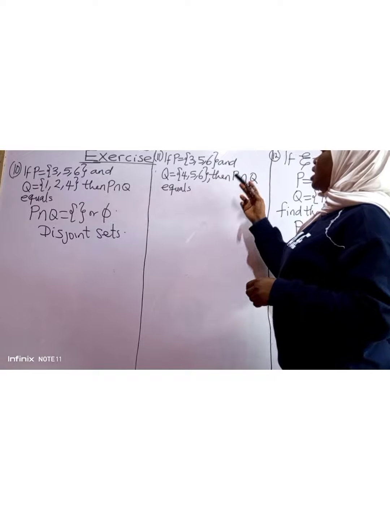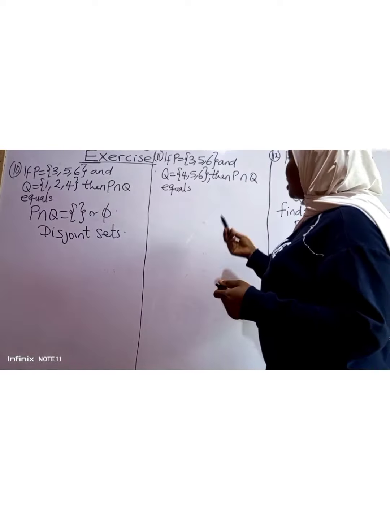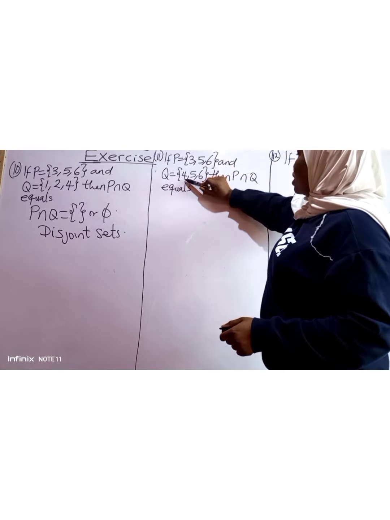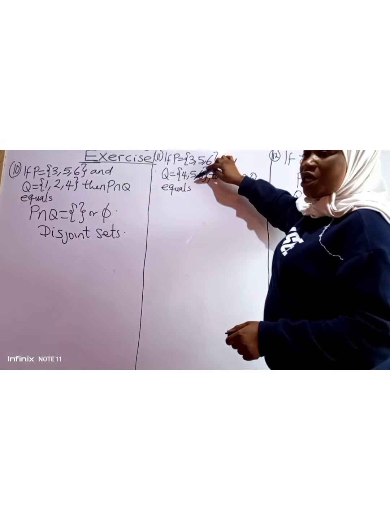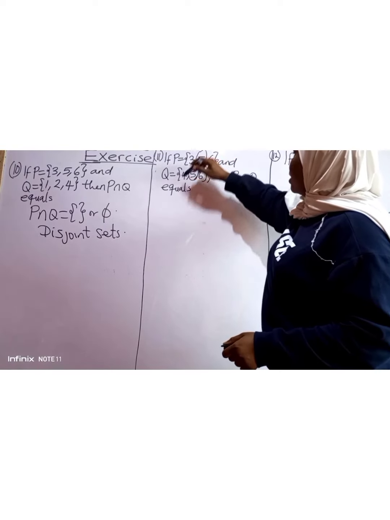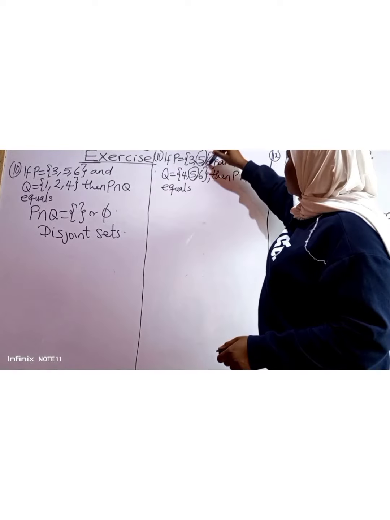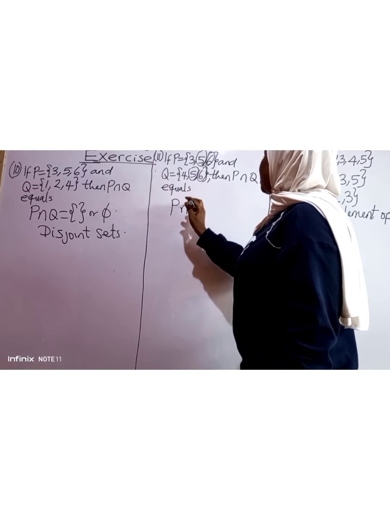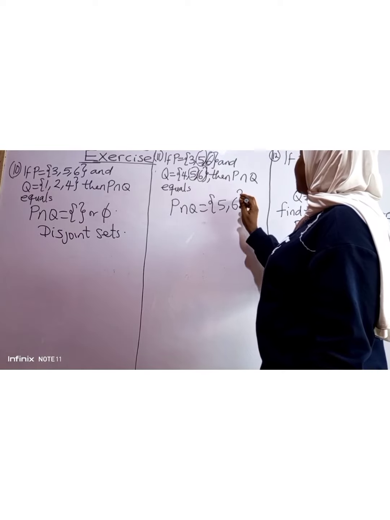Now, number 11, if P is equal to 3, 5, 6 and Q is equal to 4, 5, 6, then P intersects Q equals, let's see if they have any elements in common. 3 is in P, 3 is not in Q. 4 is in Q, 4 is not in P. 5 is in P, 5 is also in Q, so they have something in common. 6 is in P, 6 is also in Q. Wow. So they have two elements in common. Then we say that P intersects Q is equal to 5 and 6.